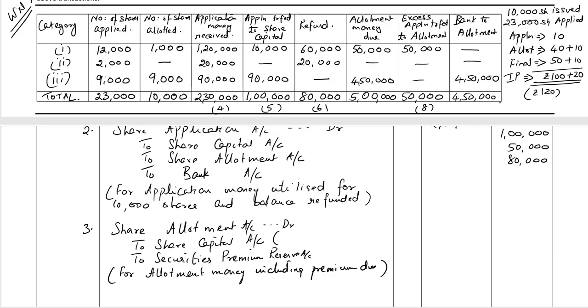Again, share capital account, the number of shares allotted totally, which is 10,000 shares, multiplied by the portion of allotment money towards share capital, 40 rupees per share, comes up to 4 lakh rupees. Against securities premium reserve account, 10,000 shares multiplied by 10 rupees per share as the allotment premium comes up to 1 lakh rupees. And the total against share allotment is 10,000 shares multiplied by 50 rupees per share, rupees 5 lakh.